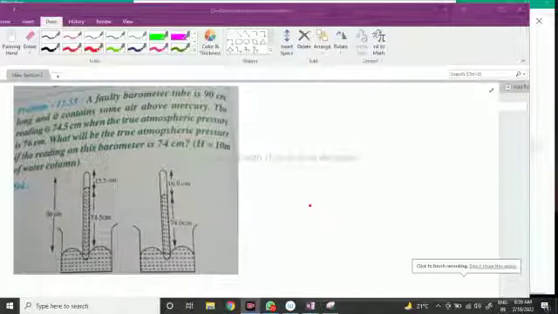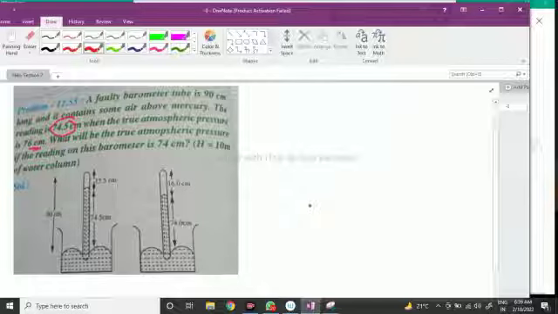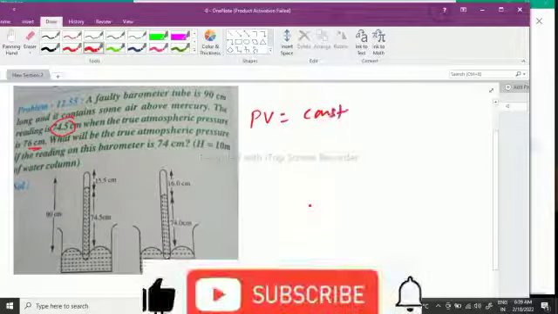Hi, in this given question, we are solving a problem on a faulty barometer. Now, in the first diagram, he says that the actual atmospheric pressure is 76 centimeters, but the barometer is showing 74.5 centimeters. So we have to apply Boyle's law here. Boyle's law means PV is equal to constant.